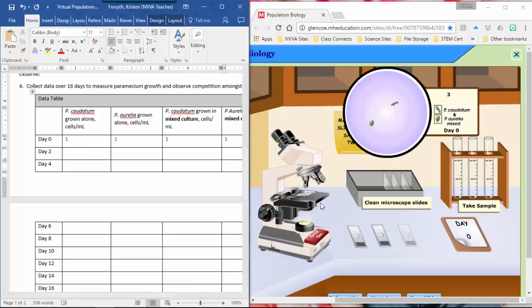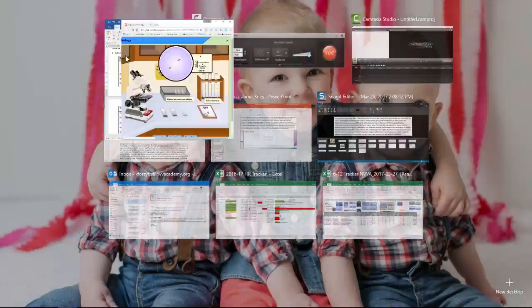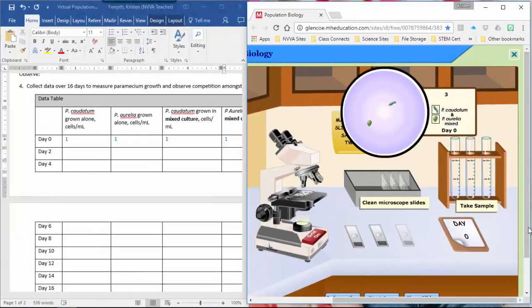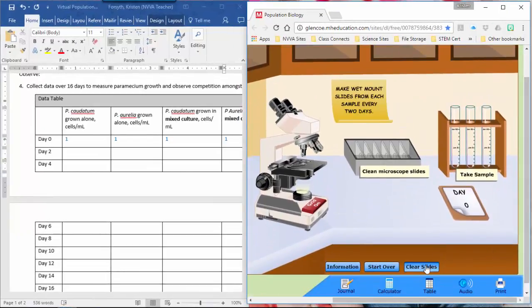Once you finish collecting that data, okay, you are going to clean your slides. Nope, sorry, turn your grid on. Oh, down here at the bottom. Down here at the bottom of this lab sheet, clear your slides. That's what I was looking for. And then you are going to flip the calendar day so it goes into your next day. So this is like expediting this process.